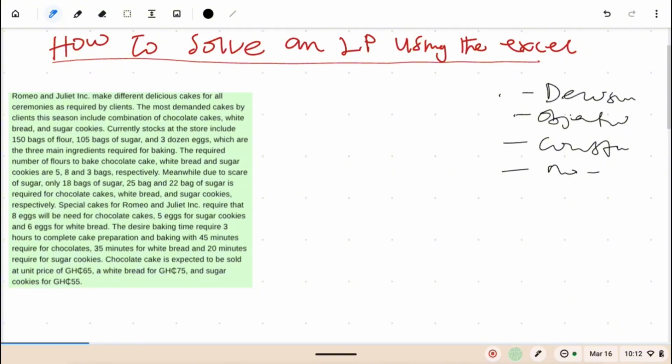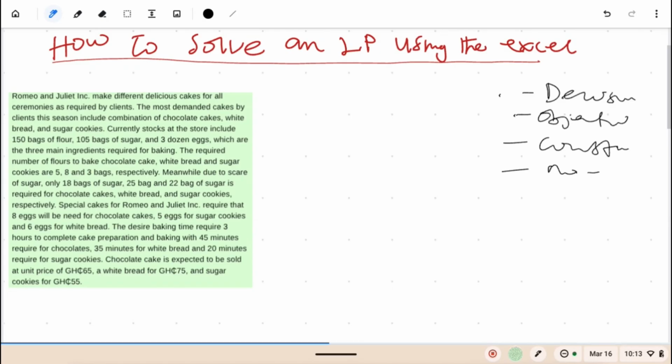Special cakes for Romeo and Juliet in comparison require that 8 eggs will be needed for chocolate cake, 5 eggs for sugar cookies, and 6 eggs for white bread. The desired baking time requires 3 hours to complete cake preparation and baking, with 45 minutes required for chocolate, 45 minutes for white bread, and 20 minutes required for sugar cookies. Chocolate cake is expected to be sold at a unit price of 65, the white bread for 75, and the sugar cookies for 55.